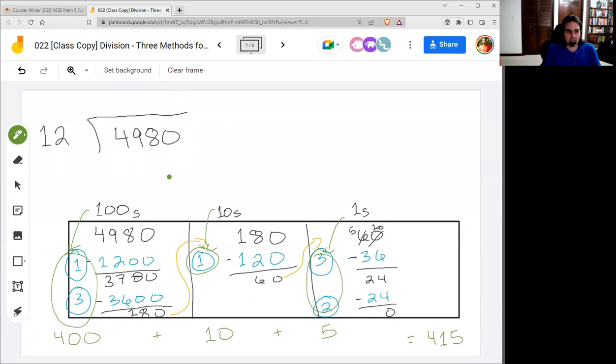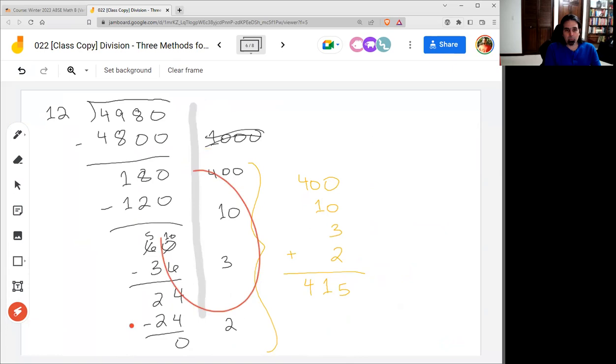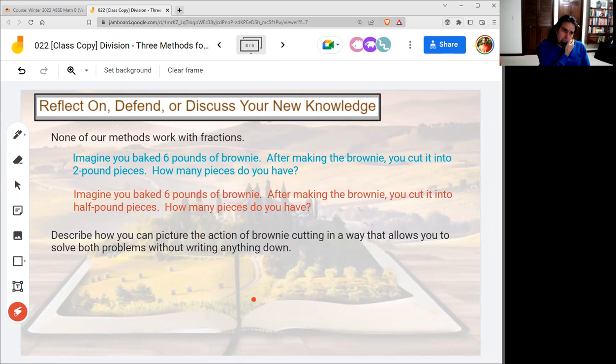You are welcome to pick any of these you like best. In past classes, the traditional way of long division and the line way tend to be people's favorite. Not too many people pick the box way, but you can if you like it. As you think to yourself, none of these work well with fractions.